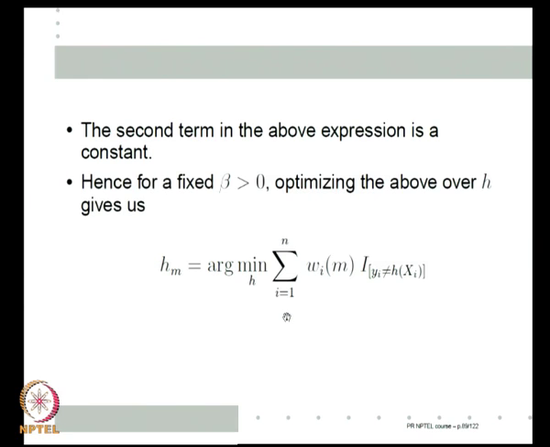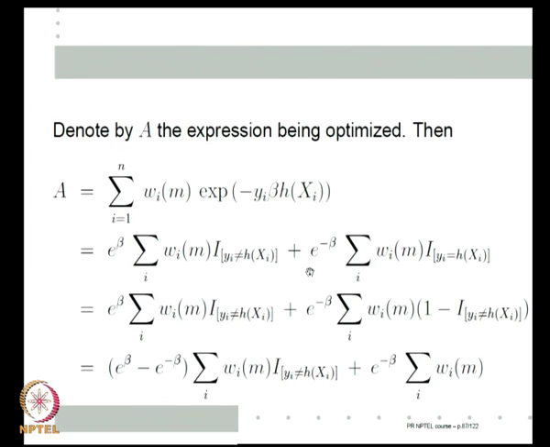The second term in the above expression is constant, hence for a fixed beta greater than 0, optimizing the above over h gives us h_m is equal to the arg min over h of the sum over i equal to 1 to n of w_i^m indicator y_i not equal to h(x_i), right. That is this term. This is what we wanted to show.